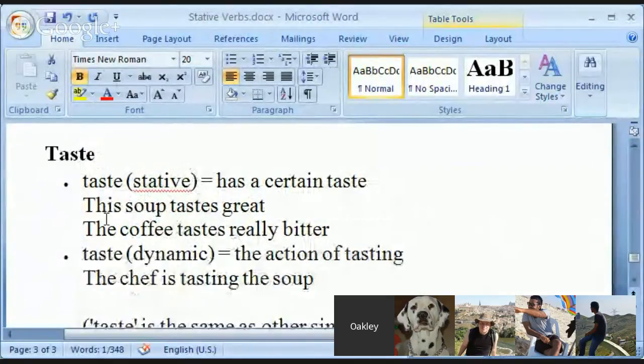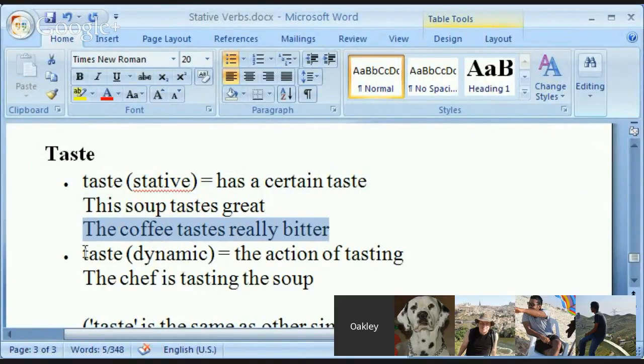Taste. The word taste, meaning it has a certain taste, is stative. This is the way it is. This is the state of the soup. The soup is in a state of tasting very good. Okay, this soup tastes great. All right, the coffee tastes really bitter. All right, that's the way it is, like the sky is blue.